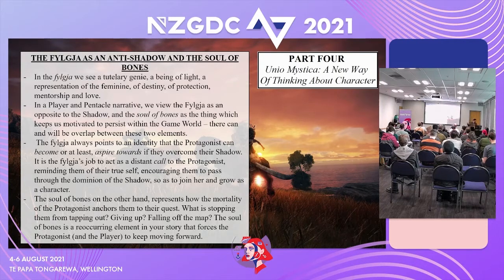But the Filger always points to an identity that the protagonist can become, or at least aspire towards, if they overcome their shadow. It is the Filger's job to act as a distant call to the protagonist, reminding them of their true self, encouraging them to pass through the dominion of the shadow so as to join her and grow as a character. The Soul of Bones, on the other hand, represents how the mortality of the protagonist anchors them to their quest. You ask the question, what is stopping them from tapping out, giving up, falling off the map? The Soul of Bones is a reoccurring element in your story that forces the protagonist and the player to keep moving forward.